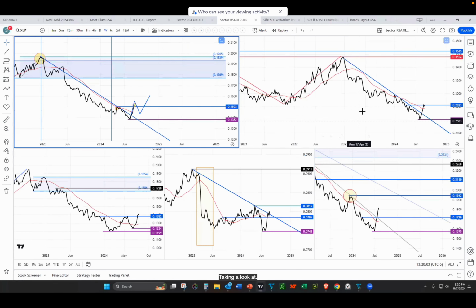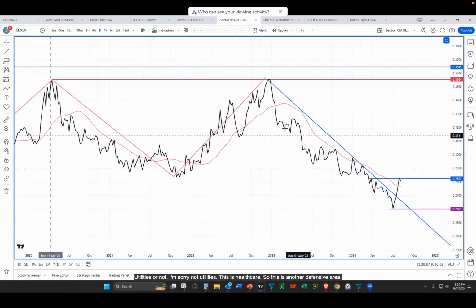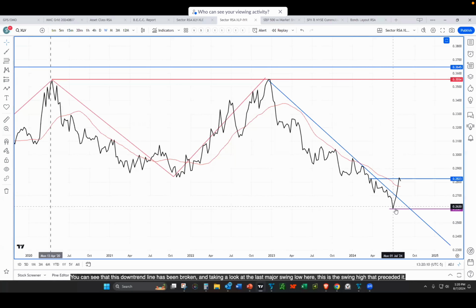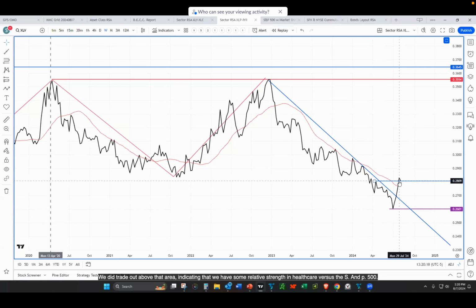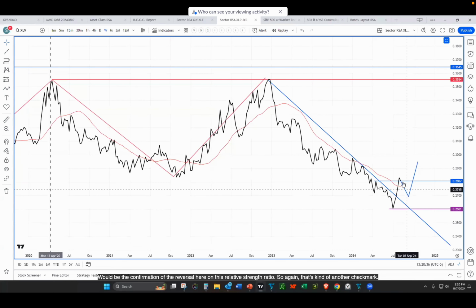Taking a look at utilities, not utilities. This is healthcare. So this is another defensive area. You can see that this downtrend line has been broken, and taking a look at the last major swing low here, this is the swing high that preceded it. We did trade out above that area recently, indicating that we have some relative strength in healthcare versus the S&P 500. So in this particular case, again, what would add to the argument that we are in the beginning stages of a bearish cycle would be the confirmation of the reversal here on this relative strength ratio.